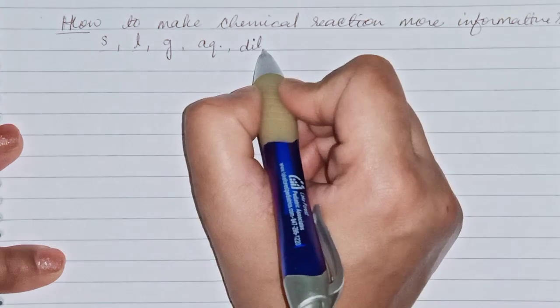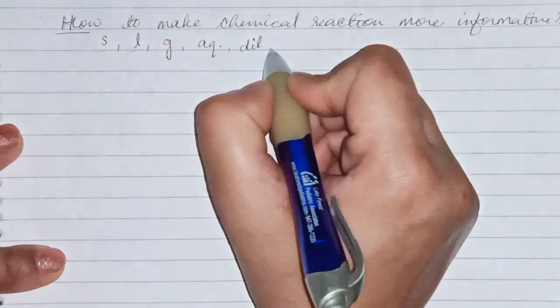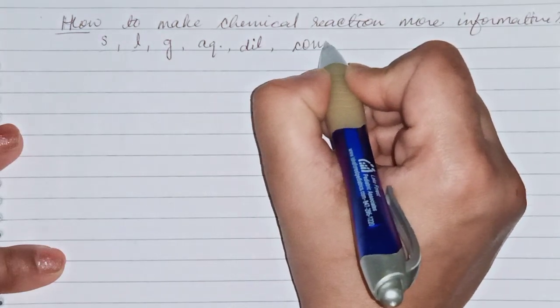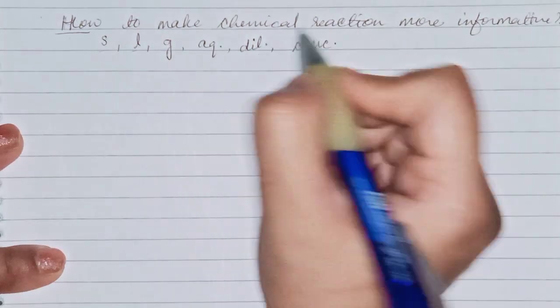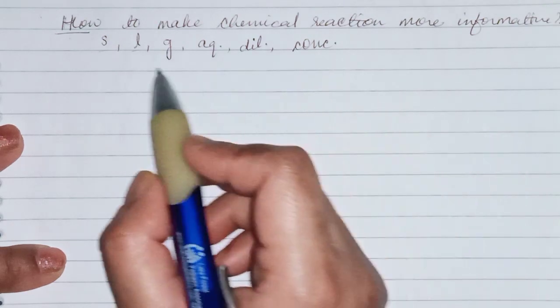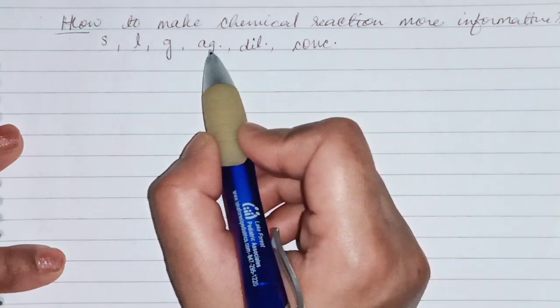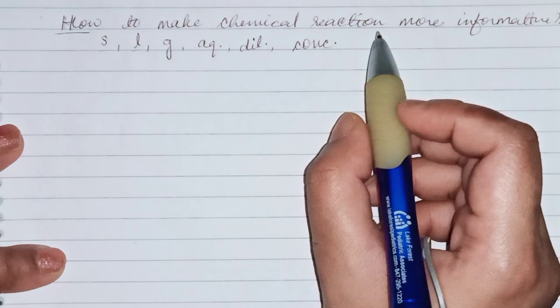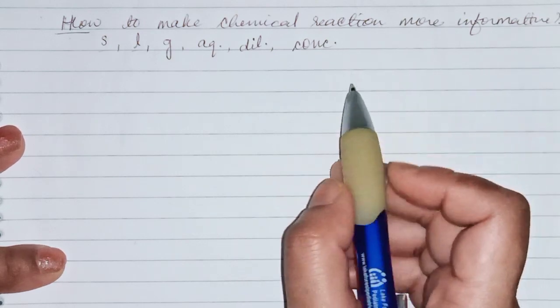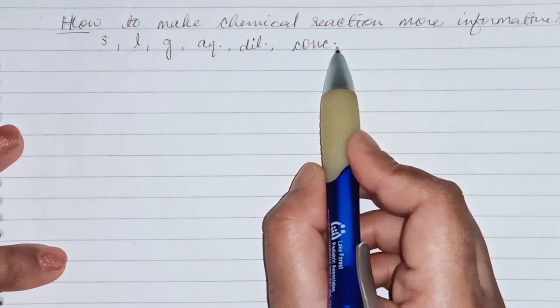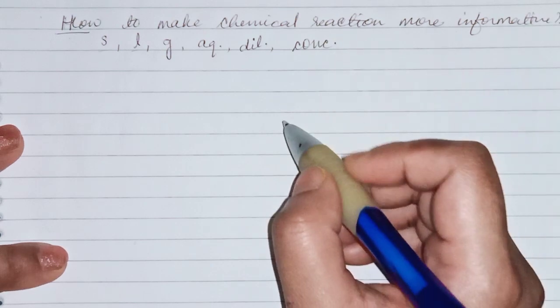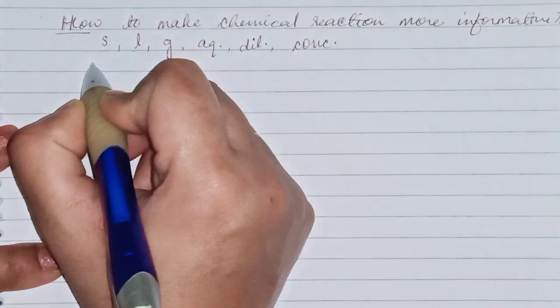Dilute is used for dilute, or concentrated is used as concentrated. So these are the letters we use to give some more information about reactant and product. Some symbols also we use like this.